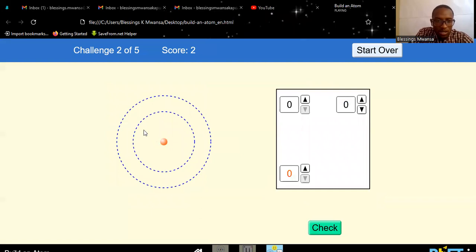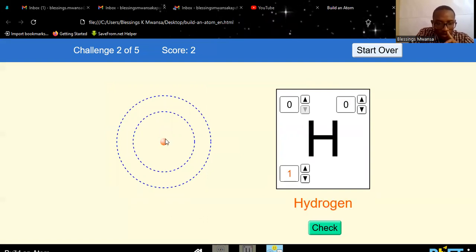So looking at the structure given, they want us to find the charge, the mass, and the proton number. The proton number is clear, we have 1 particle, so we say 1. What about the mass? How do you get the mass number? Excellent, so the mass number is given by proton and neutron. But do we have the neutron here? No. Therefore, we only have 1 proton. So that will be 1 plus 0, which is 1.